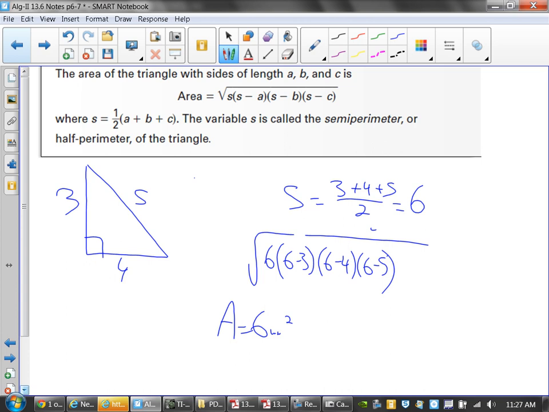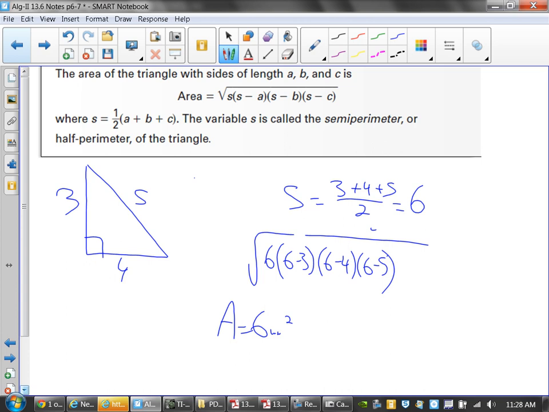Does it only work for triangles, or if you know the answer? No. If you know the 3 side lengths, it works every time. Okay? If you know the 3 side lengths, it'll work every time. Let me show you another one.